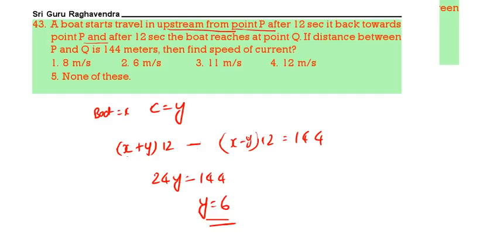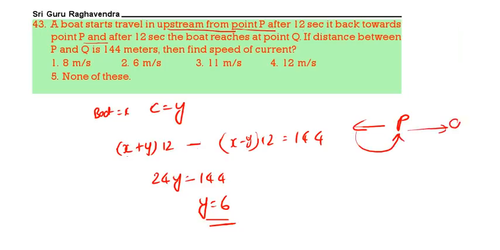See, a boat travels upstream from P. After 12 seconds it travels back towards P, and after 12 seconds the boat reaches Q. If the distance between P and Q is 144, then find the speed of the current. So here we have to take the difference, because first it is traveling upstream, then again it is coming back to P.